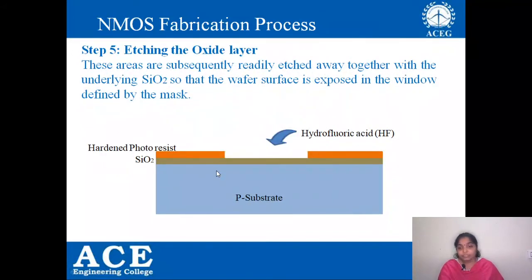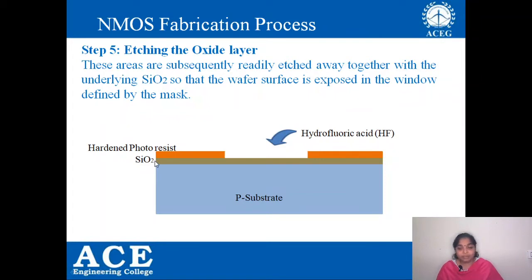After using some solvent, we are going to remove the area where the photoresist is soft. So the remaining photoresist will be hardened. And after removing the soft photoresist, we will have the substrate like this.